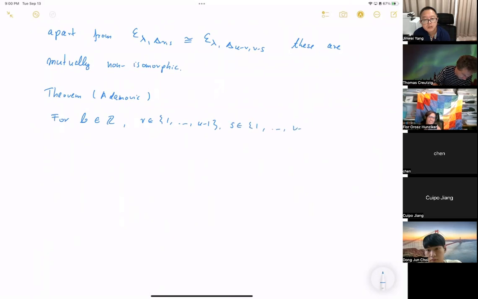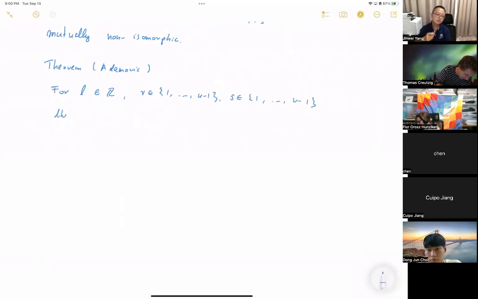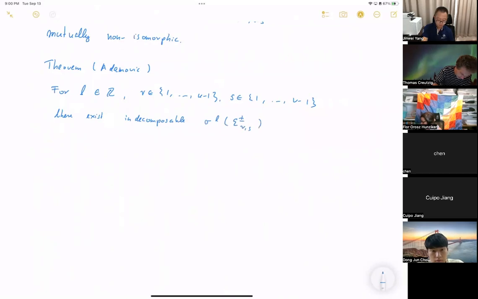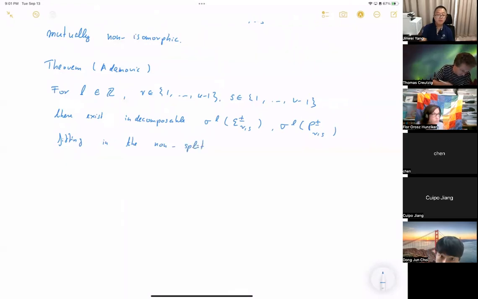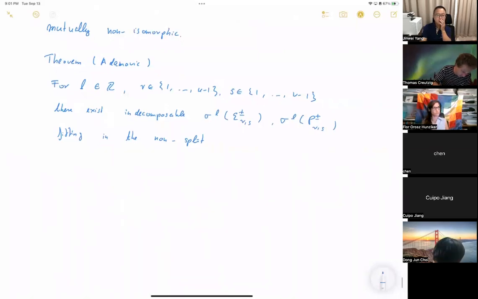So first of all, here are our parameters. We have a spectral flow label L. This is an L here. R and S are in the usual set. And then the statement is that there exist indecomposable modules, which are denoted by sigma^L E^±_{R,S}, and a new one, sigma^L P^±_{R,S}, fitting in the non-split exact sequences. So he and also David and Kazuya, they get these extensions explicitly.